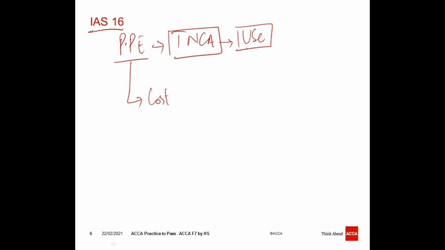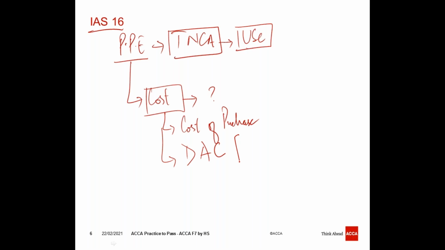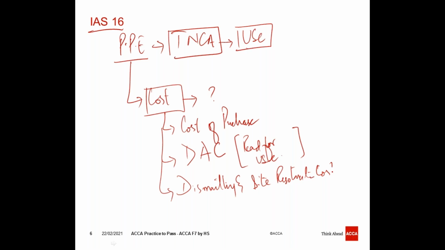The first portion is related to the cost, what we need to capitalize when we acquire an asset. That should include the cost of purchase, then we have directly attributable cost, that is the cost that we need to incur in order to get the asset ready for use. And the third one is the initial estimate of dismantling and site restoration cost. So these are the three types of costs that we usually capitalize.